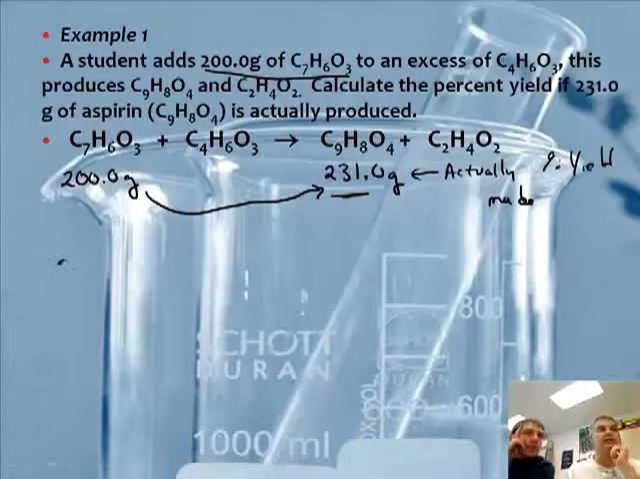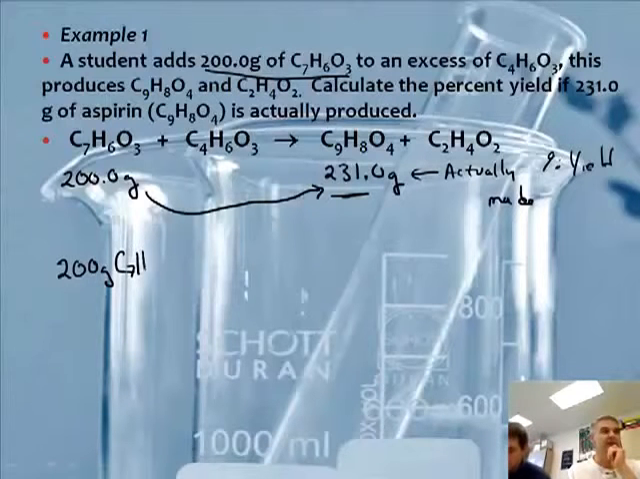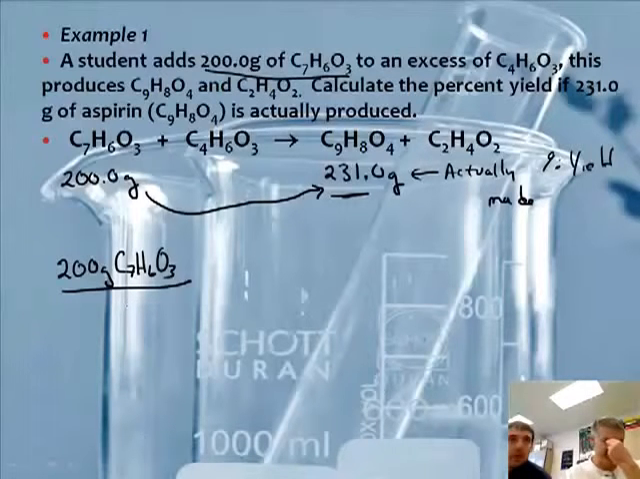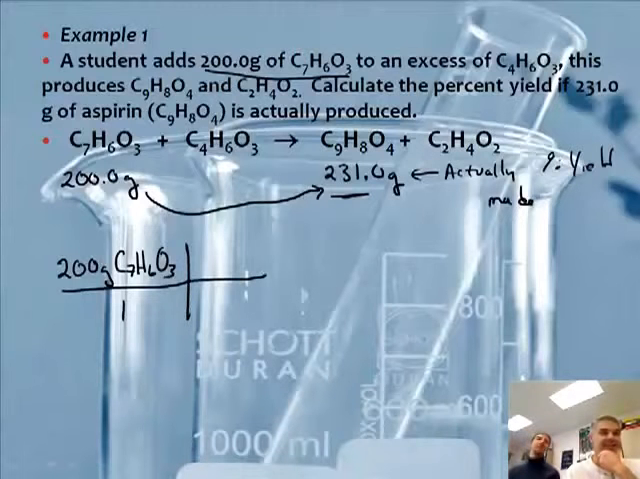I'll take 200 grams of C7H6O3. I should probably add up that math. 7 carbons is 84, and 6 is 90. 90 plus 48 is 138. Is that right? Yes. Grams of C7H6O3: 138.